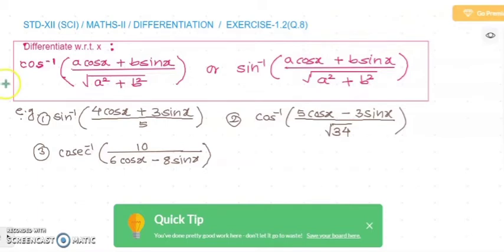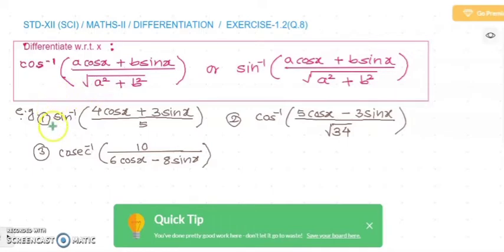These questions are of the type: differentiate with respect to x the function cos inverse of (a cos x plus b sin x) divided by root of a square plus b square. In the second expression you can see just one change, cos inverse is replaced by sin inverse, otherwise the expression inside is the same. These a, b and root of a square plus b square are related terms.